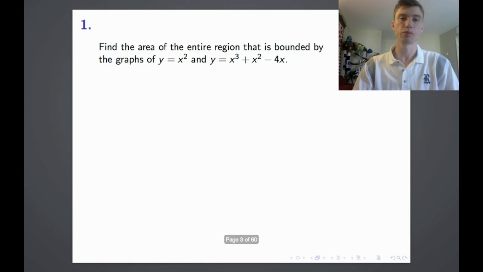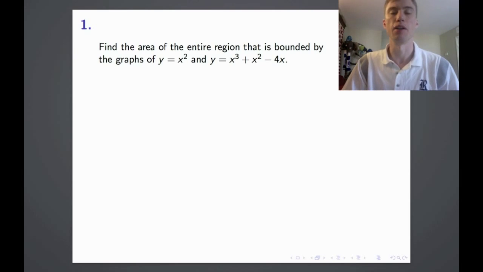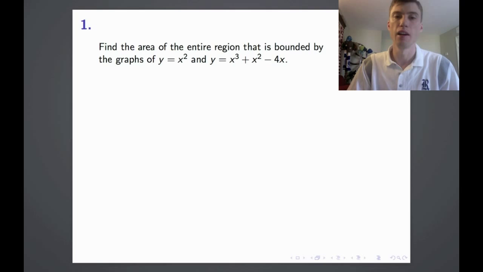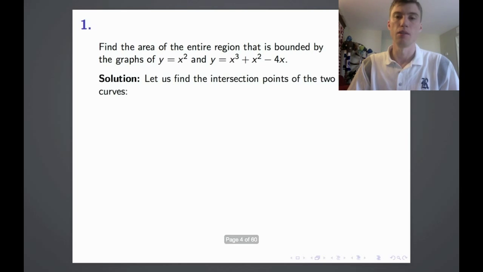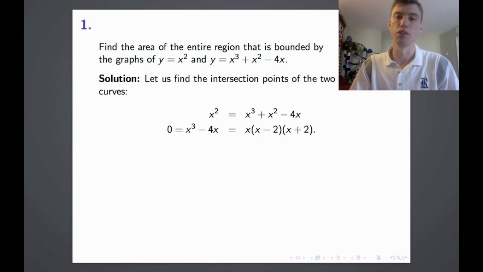Problem 1. Find the area of the region bounded by the graphs y equals x squared and y equals x cubed plus x squared minus 4x. The first step will be to find the intersection of the two curves. We equate the functions and solve for x. Subtract x squared from both sides and factor the resulting polynomial to find that 0 is equal to x times (x minus 2) times (x plus 2). Hence the intersection points occur at 0, negative 2, and 2.